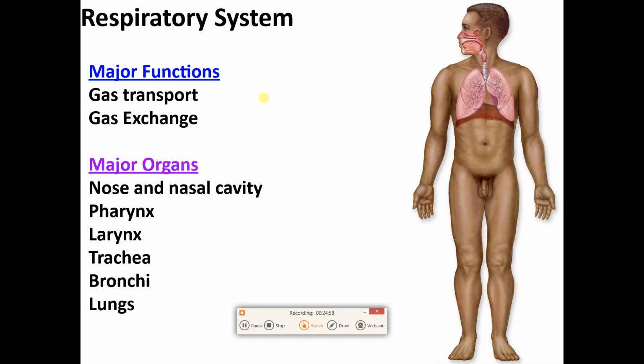Respiratory system. We got a whole pathway with our nose and our nasal cavity, our pharynx, our larynx, our trachea, our big bronchi, as well as the lungs and all their individual parts. And these organs are doing gas transport and gas exchange. We're moving gases into and out of our body. Then we're exchanging oxygen and CO2, getting them into and out of the blood, respectively.